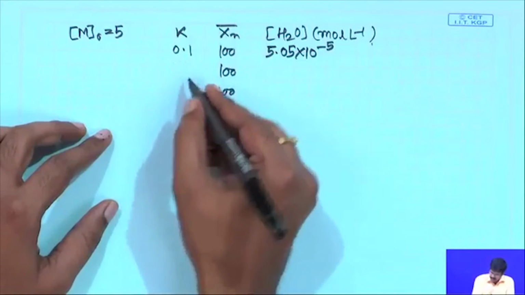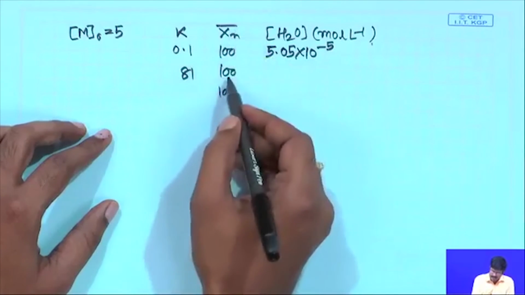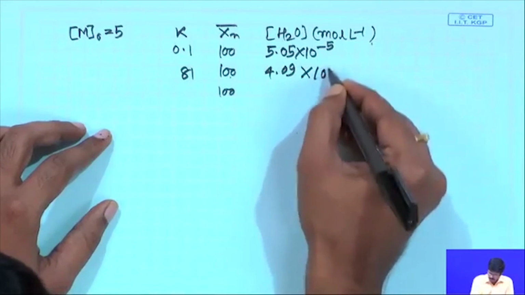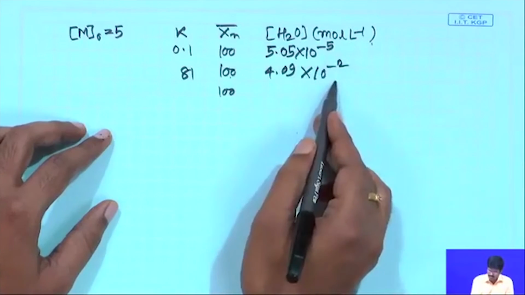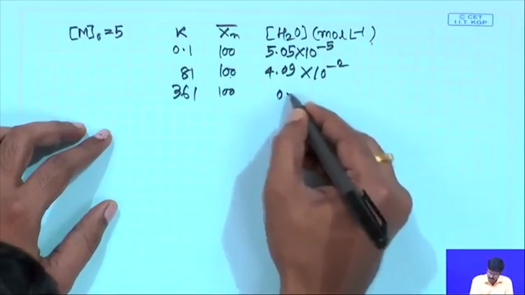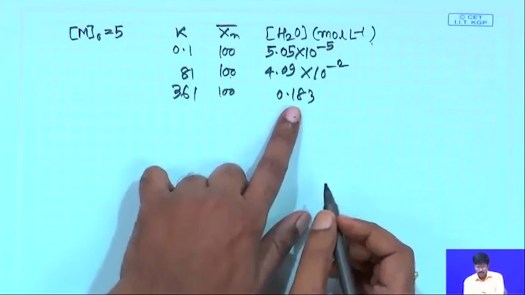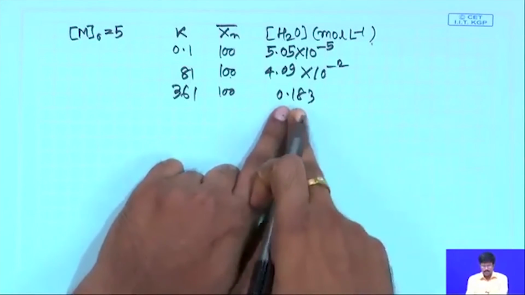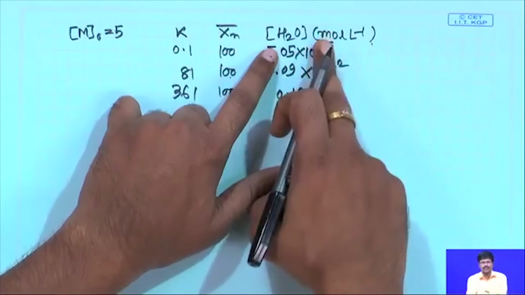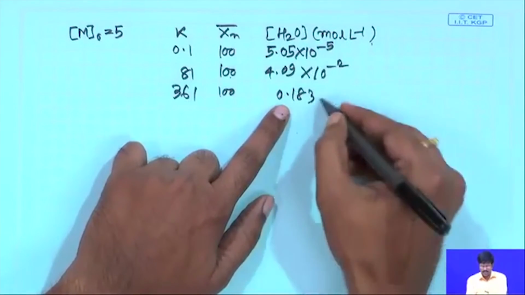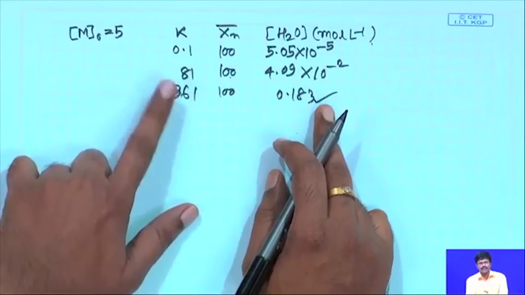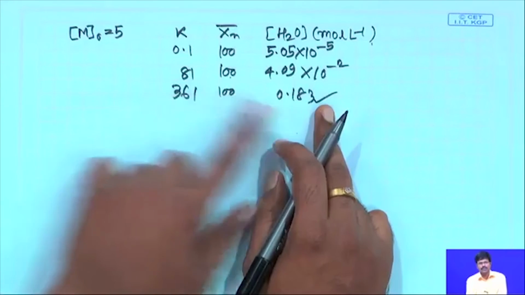So, if the K value is, say, 81, in order to achieve the same degree of polymerization, your equilibrium concentration of water has to be in this range, much more manageable. If the K value is 361, then it has to be 0.183 moles per liter. So, if you have to remove water in order to target this final concentration of water, you would better do this, because this is easier for you, and that can only happen when the equilibrium constant for that reaction is high enough. That helps you in this respect.